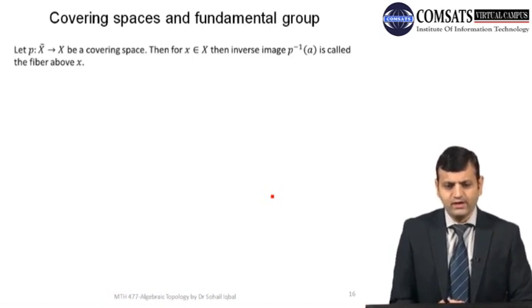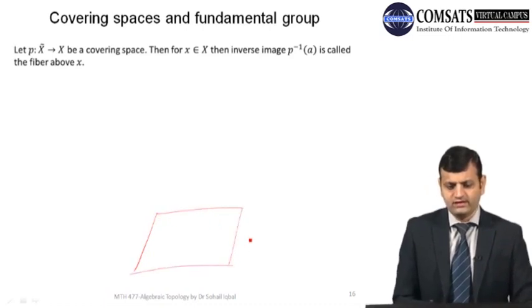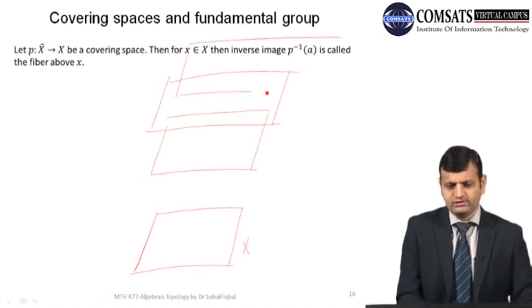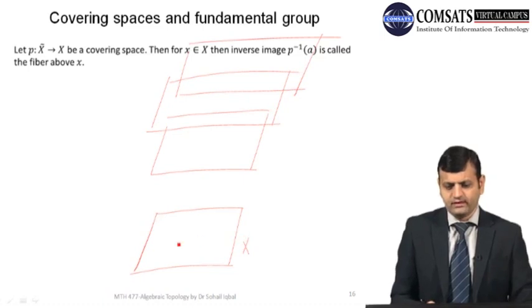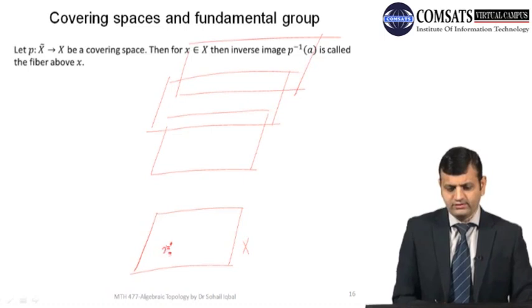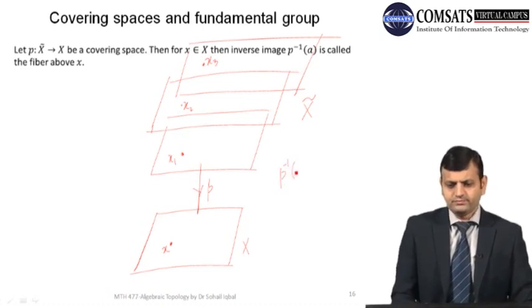Now if we have a covering space, then for each x belonging to capital X, the inverse image is called the fiber above x. So in other words, what we are saying is, if we have this base space X, and once again I'm going to sketch the covering space as a number of sheets. So there are some number of sheets above this base space X. If there exists an element, let's call it x, and this is the projection map p, then the inverse image of x is going to be some collection of elements of the covering space X tilde. Roughly speaking, we can say that there will be one element in each sheet. So let's call it x1, and in this sheet there will be another element, let's call it x2, x3, and so on. This p inverse of x is called the fiber over x.